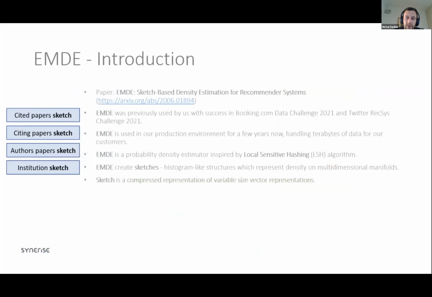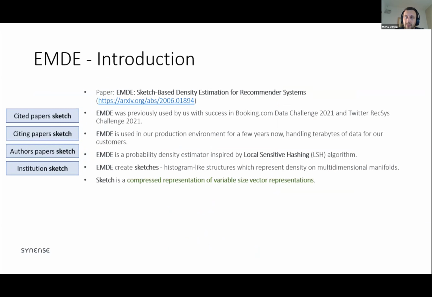Okay, let's dive into our first part of the model, which we called MD. We published a paper about it, so I encourage you to read it. This method was also used by us with success in Booking.com Data Challenge and Twitter RecSys Challenge competitions. It's also used in our production environment to provide recommendations. It is inspired by locality-sensitive hashing algorithm, and the most important part is that MD creates sketches which can be seen as a compressed representation of variable size vector representation.